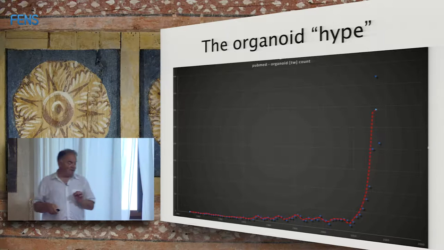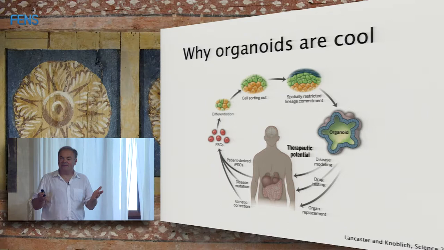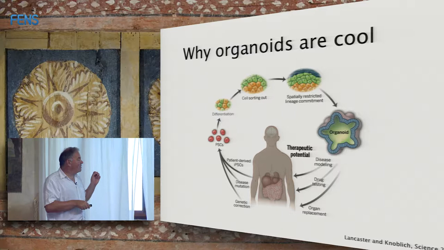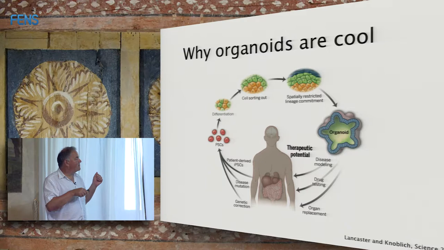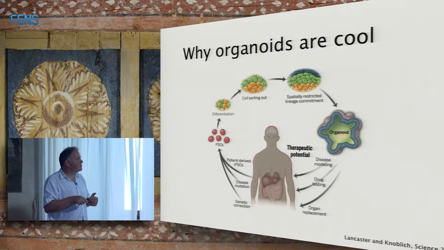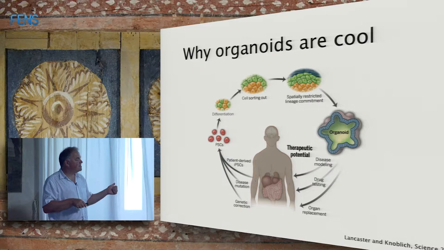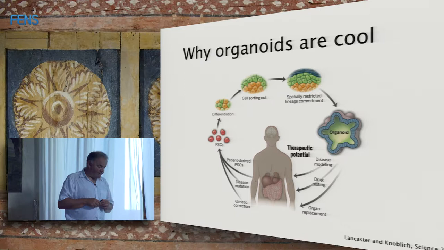So why are organoids so important? I think we all know the vision that eventually we will be able to derive pluripotent stem cells from any patient through various different specific cellular processes, derive organoids from them, then use them for modeling particular diseases, for testing specific drugs on a specific patient, and eventually even for regenerative medicine.